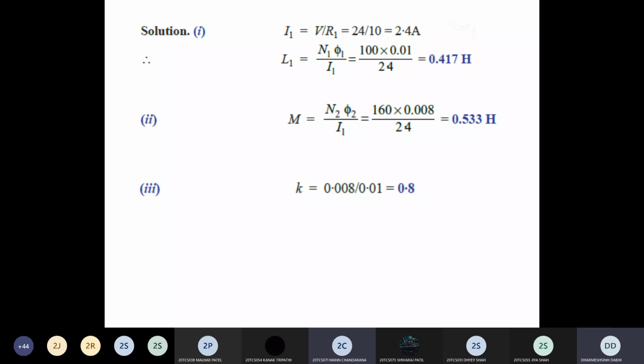Sir, 1.06. Yes. Sir, L2 equals 1.06. 1.06 Henry. Yes, very good.